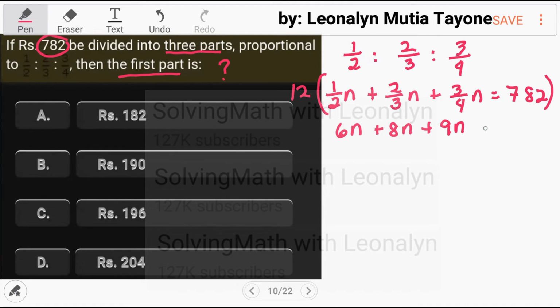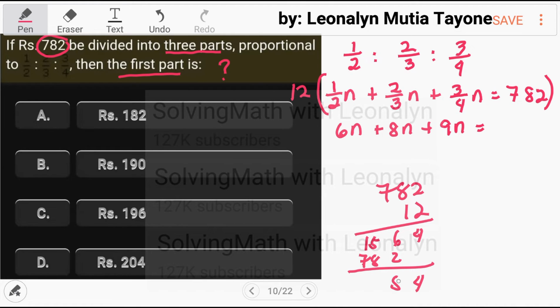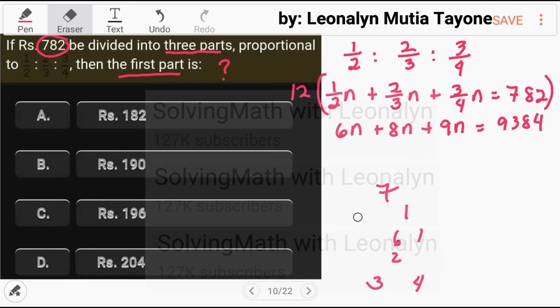So, 9n. Next, 782 times 12, and that is equals to, isa-isahin natin, 12. 782 times 2. Times 2 lang naman yan. So, madali lang yan. Then, 782 times 1. 1 lang naman yan. Kopyahin lang itong 782. So, this is 9,384. Next, ipagsama yung mga like terms.